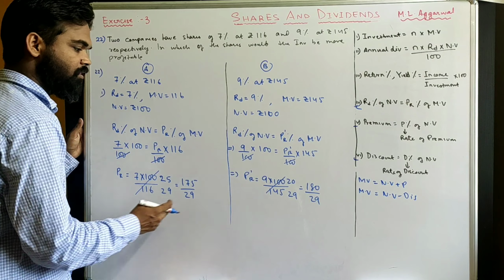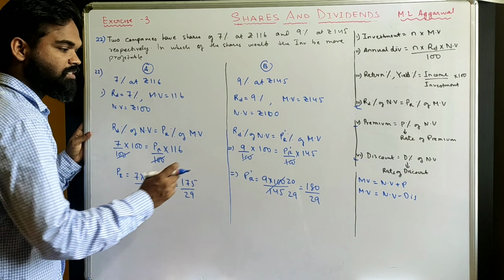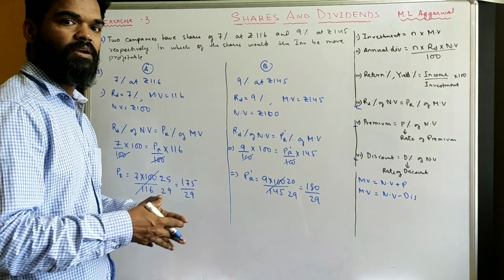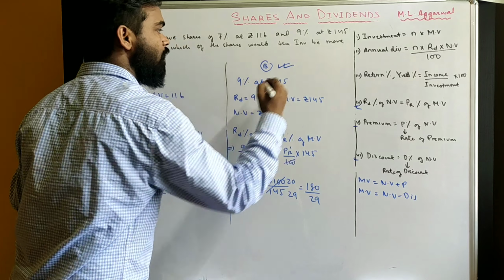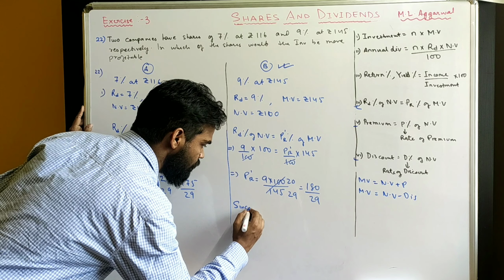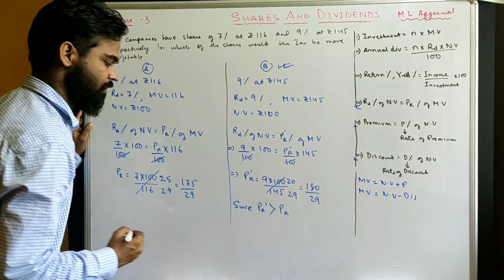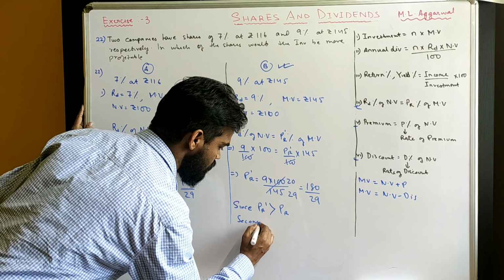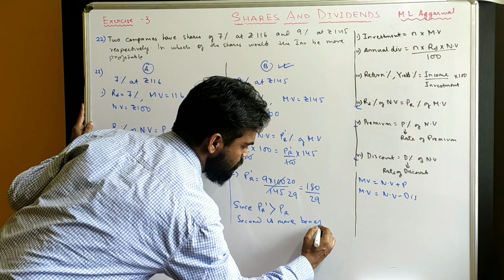Clearly, if you compare these two return percentages, in the second case we are getting more yield, we are getting more return percentage, which means the second one is more beneficial since PR dash is greater than PR. Second is more beneficial.